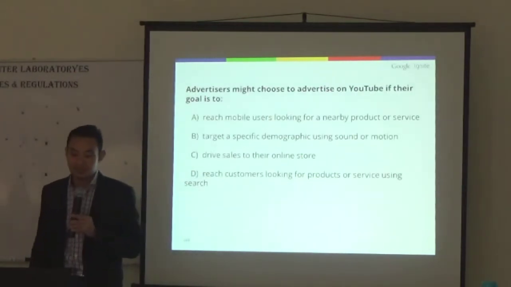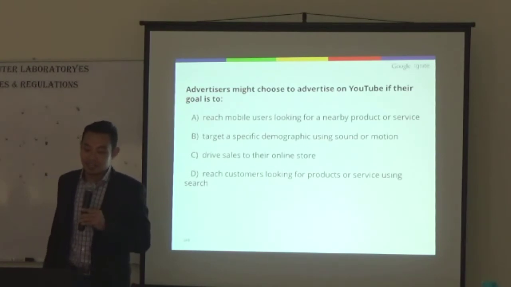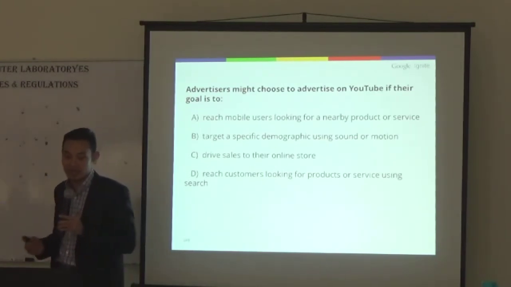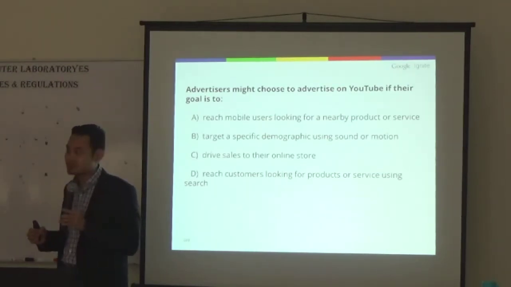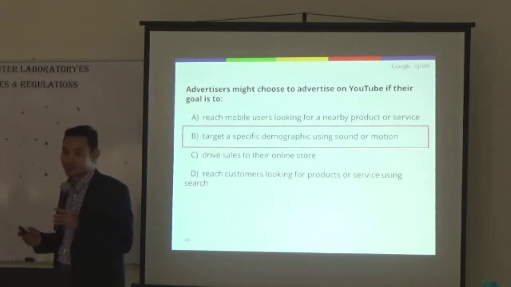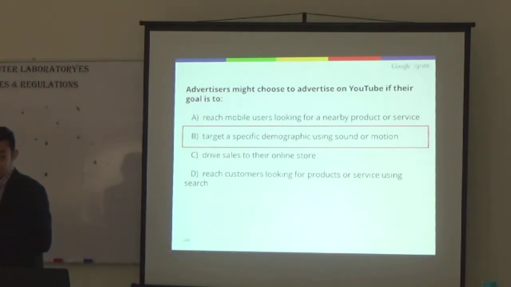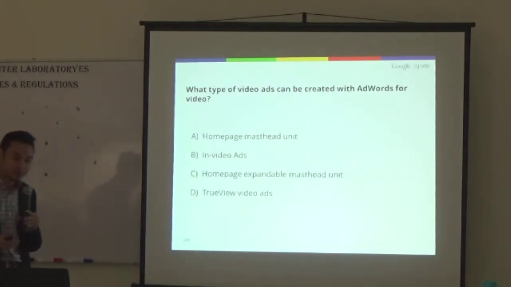Next question. Advertisers might choose to advertise on YouTube if their goal is what? They choose YouTube to advertise because of what? A. Reach mobile users. B. Target specific demographic using sound or motion. Yes, definitely. So the keyword here is sound and motion. I mentioned and talked about that previously.